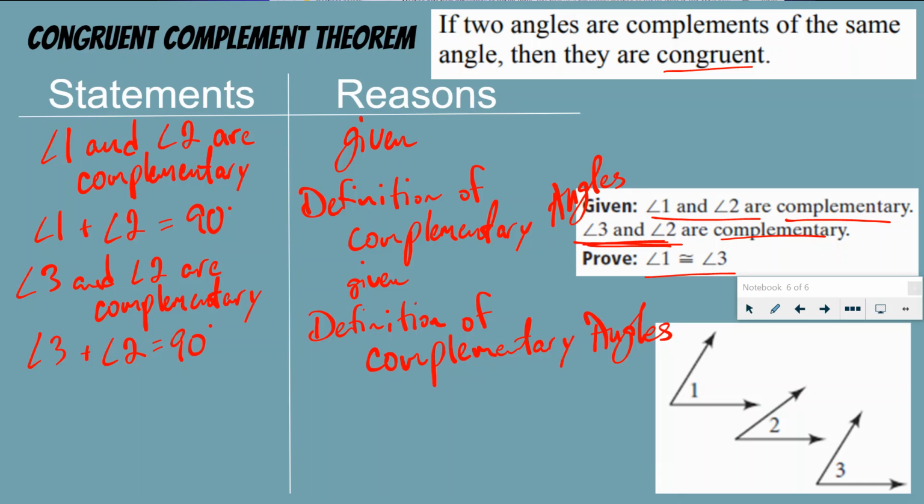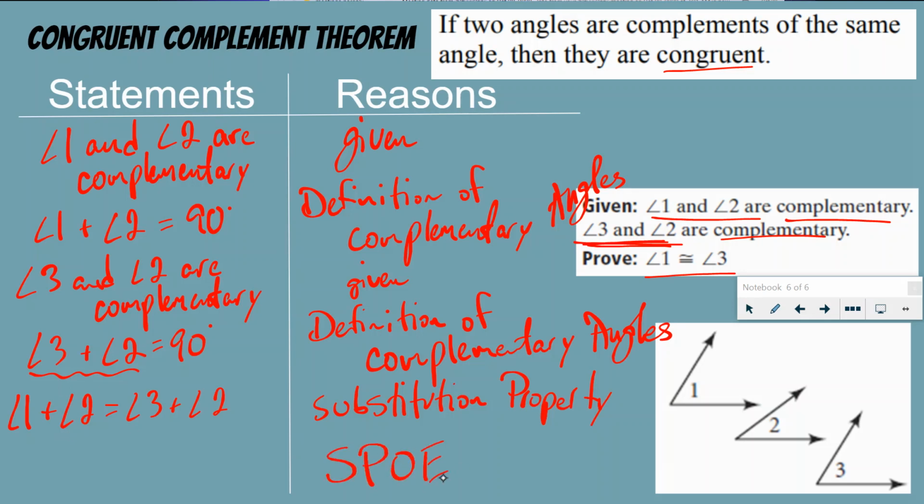And from there, I can use the substitution property. I know that this is equal to 90. So instead of this 90 degrees, I can write angle 3 plus angle 2. So I'm substituting that expression in place of this 90 degrees. So now I know that angle 1 plus angle 2 equals angle 3 plus angle 2. That's the substitution property. And from there, I use the subtraction property of equality. I'm subtracting angle 2 on both sides, subtraction property of equality, to show that angle 1 is equal to, or congruent to, angle 3.